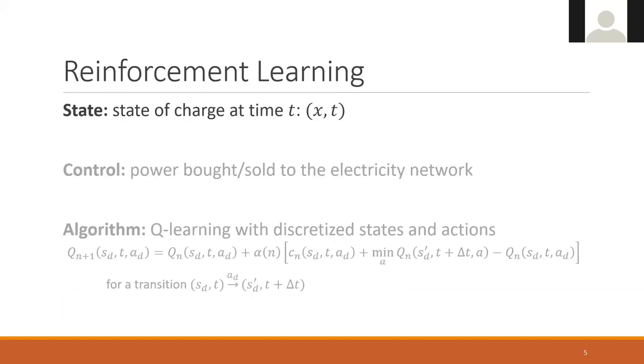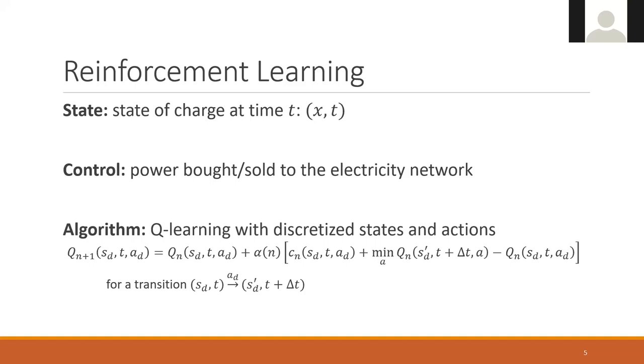So I have applied reinforcement learning to this problem. The state that I consider is the state of charge at time t, written x_t. What we control is the power that is bought or sold to the electricity network. I have applied tabular learning, for which I have discretized the state and action spaces. And I have used the usual update formula with a discount factor equal to 1, because this is an episodic task with a fixed length.